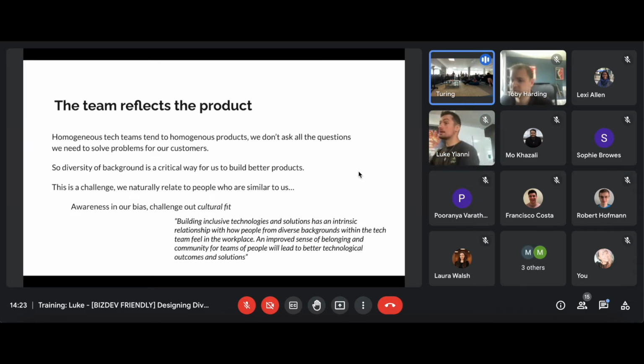An improved sense of belonging and community for teams, people will lead to better technological outcomes and solutions. In the same talk, in the same sort of white paper, I don't know what the technical term is, that sort of shows the opinions of people from different backgrounds in work and tech. It showed that a vast majority of them also feel like they are either underrepresented or they feel less empowered to make decisions and make actions in their tech, which is a bad thing as well. And I think a really important thing is to empower people from diverse backgrounds to feel like they can challenge the status quo of what we're doing.